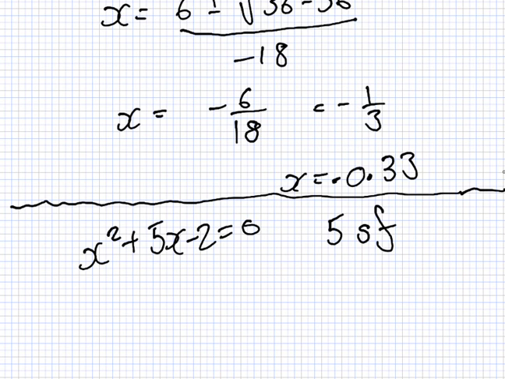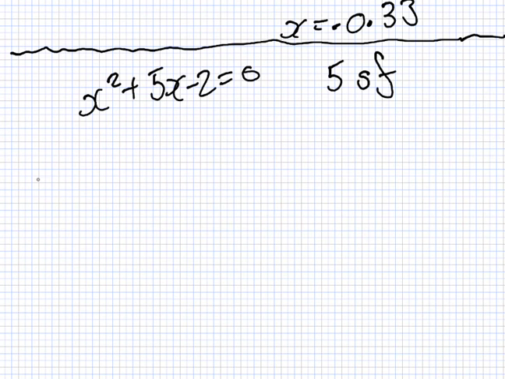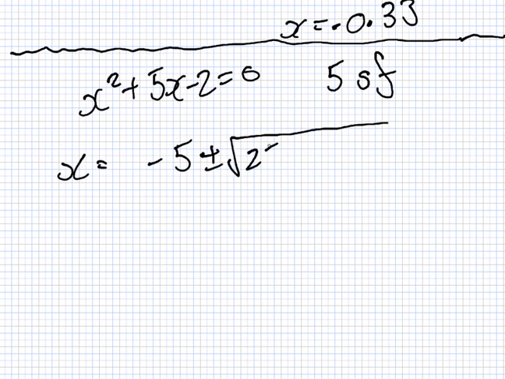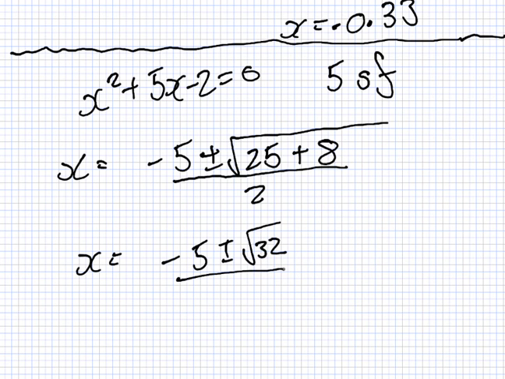Everybody's finished now, and it looks like people's answers are different. So let's have a look at this. Can we all look, please? So we have x equals minus b plus or minus the square root of b squared minus 4ac all over 2a. So that means x equals minus 5 plus or minus the square root of 33, over 2.